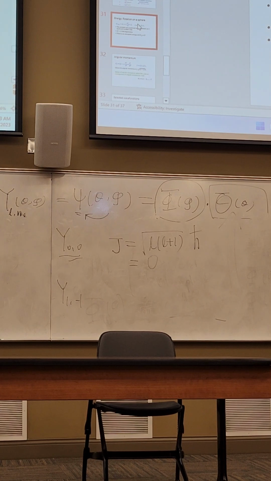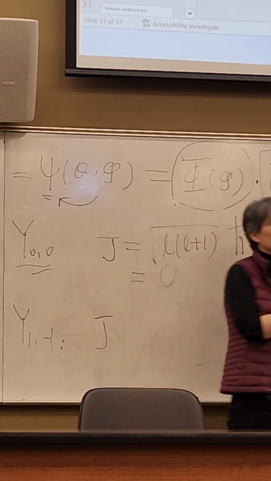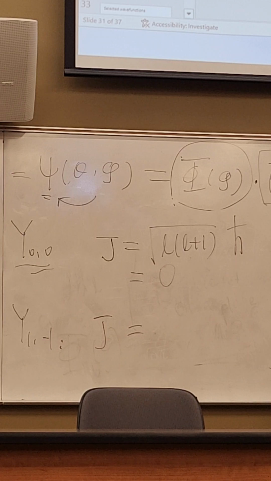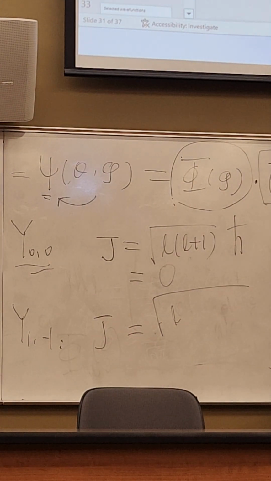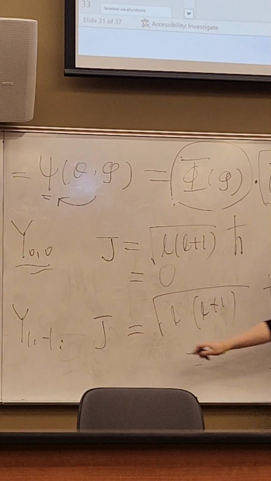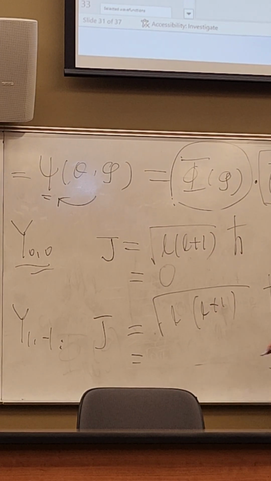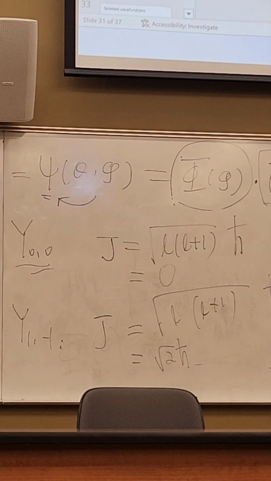Now how about if I'm represented by the excited state, Y10? If I take a measurement in that particular quantum state, what would be predicted? Then the same equation gives the square root of L times L plus 1, times h bar. Now what is L here? 1. So the value will be root 2 of h bar.